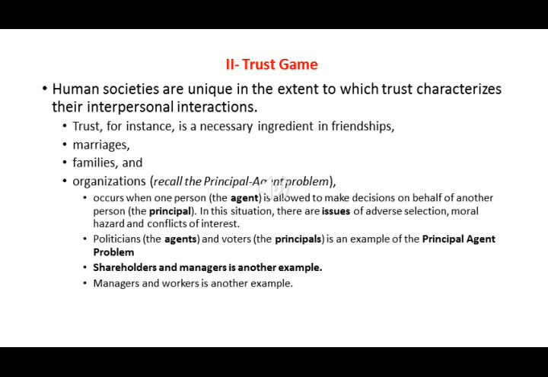If you remember the theory that you studied before on the principal-agent problem, okay, let's recall it very quickly. So this principal-agent problem occurs when one person, who is the agent, is allowed to make decisions on behalf of another person who is the principal. In this case, there will be issues of adverse selection, okay, which might occur, that I might choose the wrong person to manage my decisions. There could be moral hazard, okay. There could be conflict of interest between the agent and the principal.